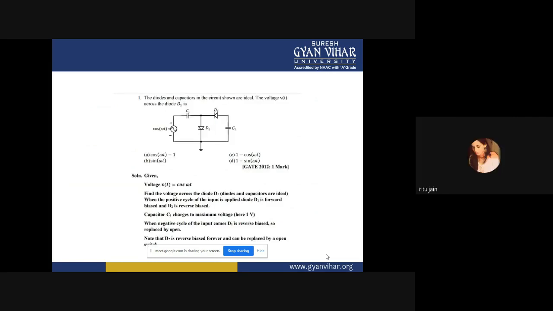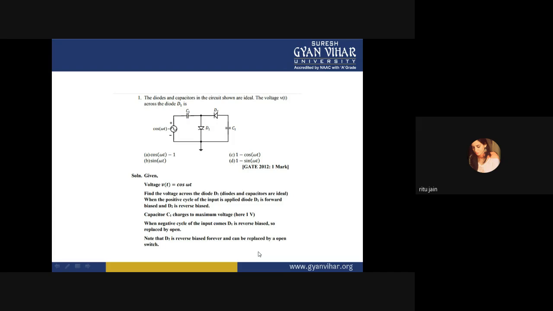So this is all about some numericals based on the diode, to find the diode current and diode voltage. Now there are a few questions which are very important and which came in your GATE exam. So let's solve these numericals also, which are very important.